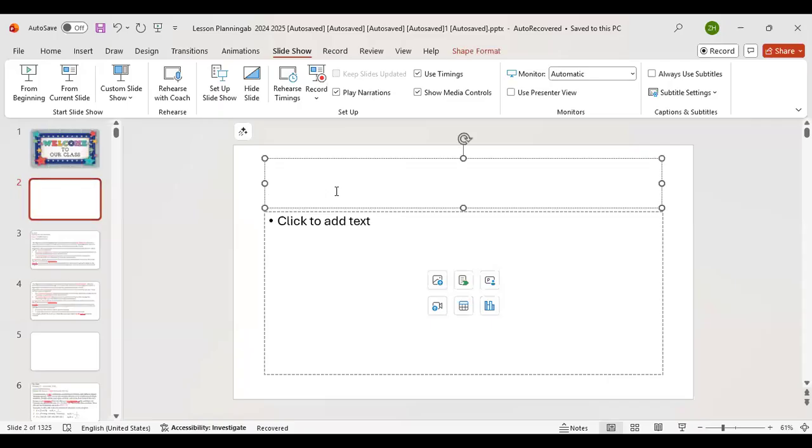All right. My name is Mr. Petit. Today is Thursday, the 23rd of October, 2025. The subject is, of course, we can start off with mathematics.